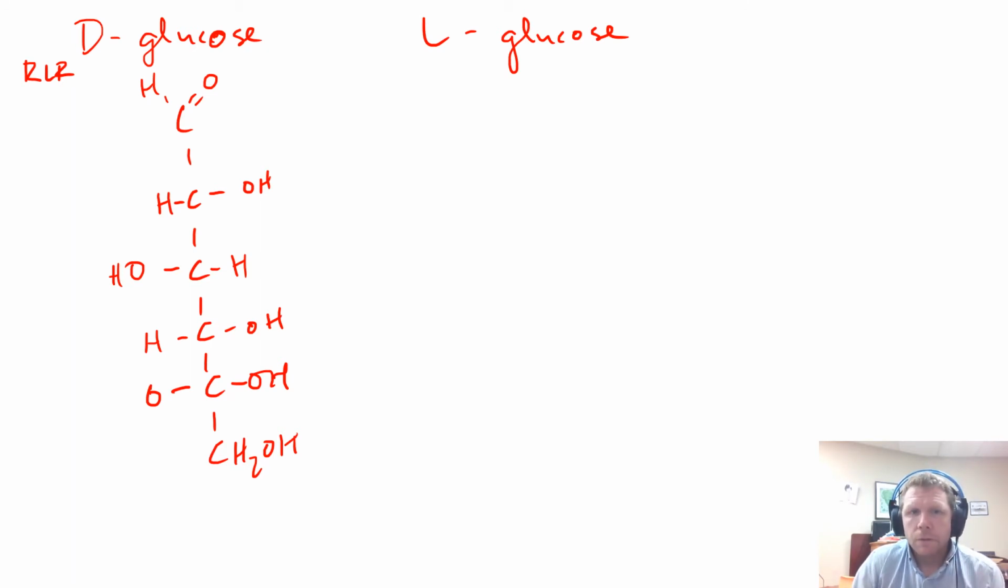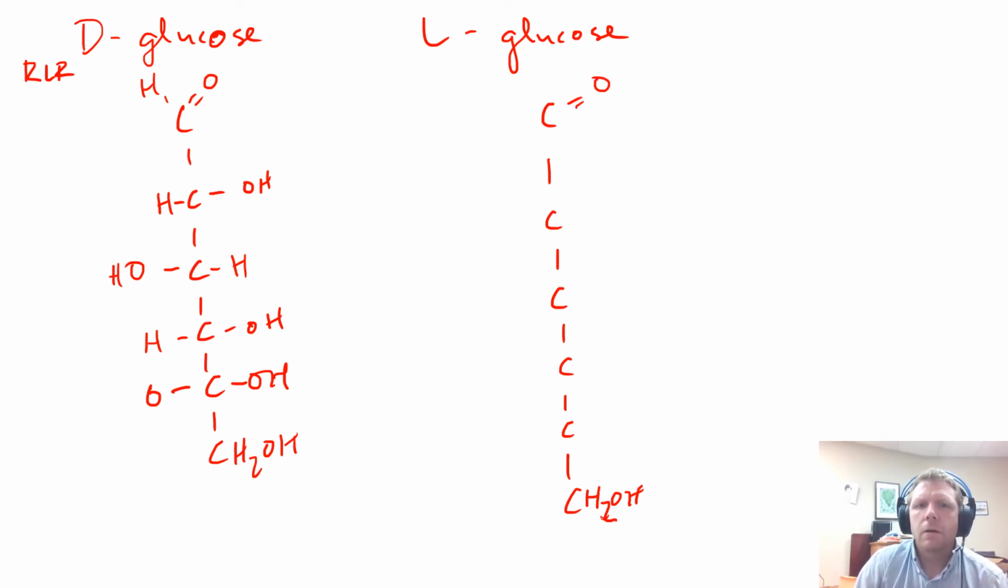Now, L-glucose. I'm going to draw the exact same structure, that's 5, CH2OH. For L, I've got to draw my hydroxide group on the left-hand side of my penultimate carbon. That's carbon number 5. Now, how do I know that I'm going to draw L-glucose? The important thing to keep in mind is this is a non-superimposable mirror image.